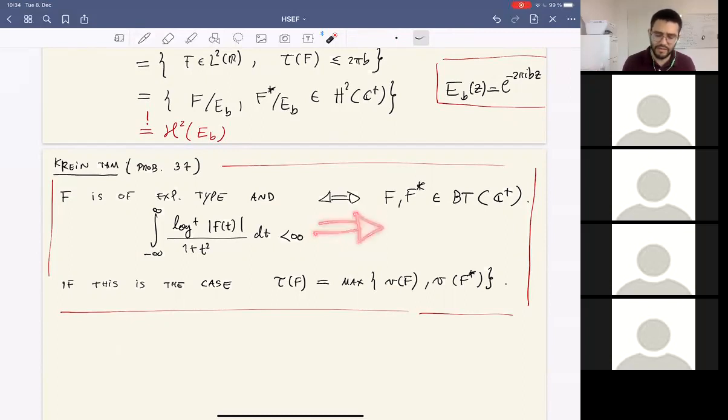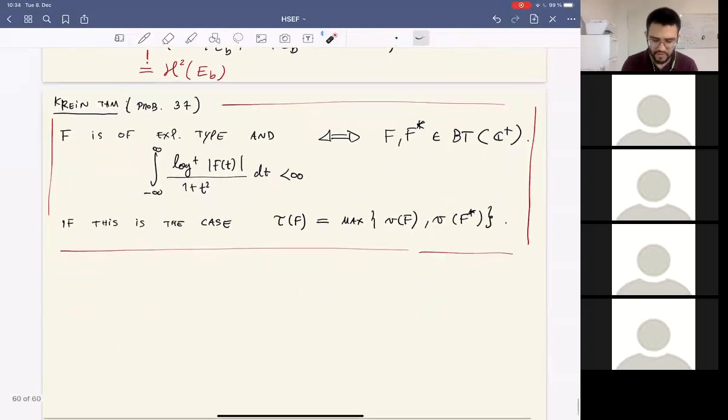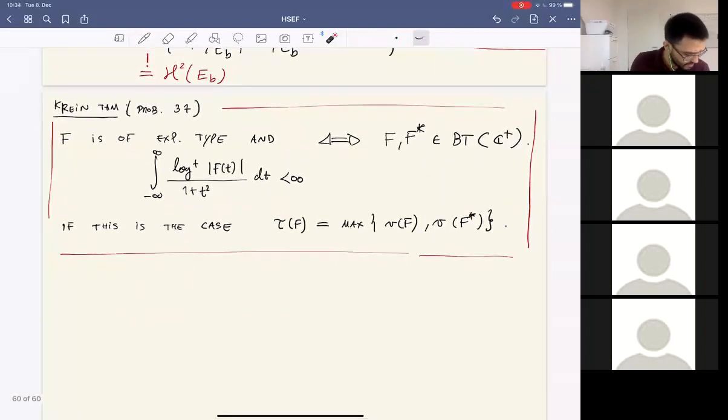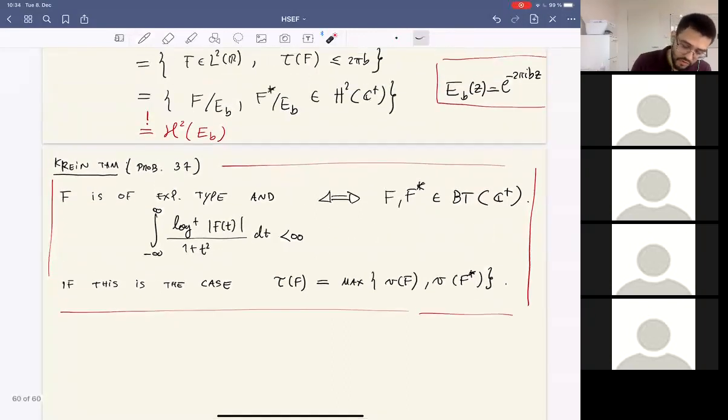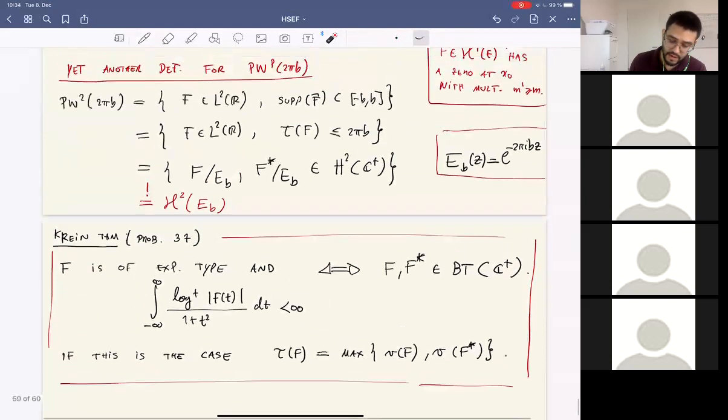If I recall correctly, for this implication here you have to send everything to the unit disk, do an argument and a proof there, and then go back to the upper half plane. Okay, there is a trick to be made. But in any case, let me use that to show the claim I just made, which was that the Paley-Wiener space is just the H2B here, okay?